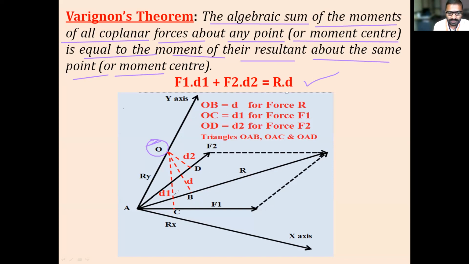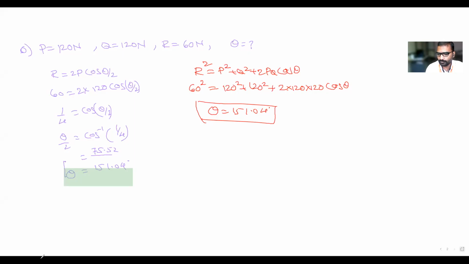See, in this problem, F1 and F2 are the two coplanar forces. R is the resultant of these two forces, and O is the moment center, one point I am taking. The algebraic sum of the moments of F1 force and F2 force is equal to the moment of the resultant force. So how to derive this one? All of you concentrate in the derivation part. I will do the derivation. First, all of you write down this statement.